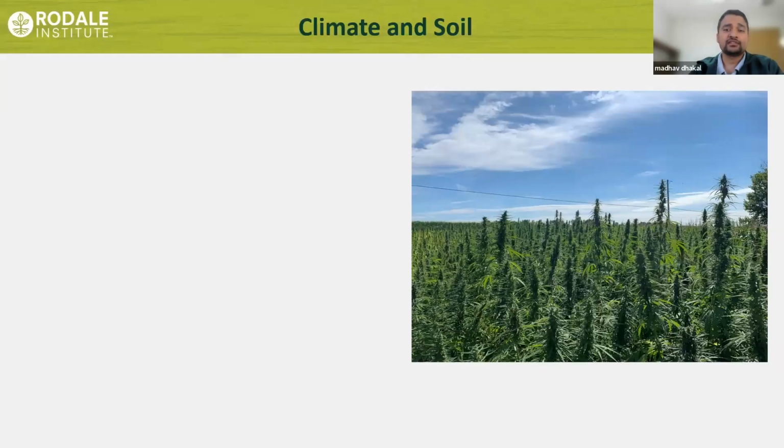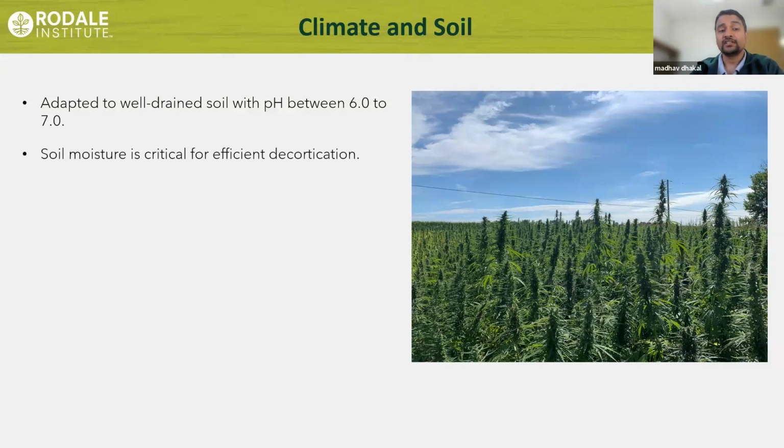Let's talk about the climate and soil requirements for hemp. This crop is adapted to well-drained soil with pH between 6 and 7, which is almost a neutral soil type. Soil moisture is also critical for efficient decortication. Even though hemp can tolerate a certain level of moisture stress, make sure you are not giving much stress, because decortication is the process of separating the fiber from the woody core, and that can be difficult if the moisture in the soil is low.